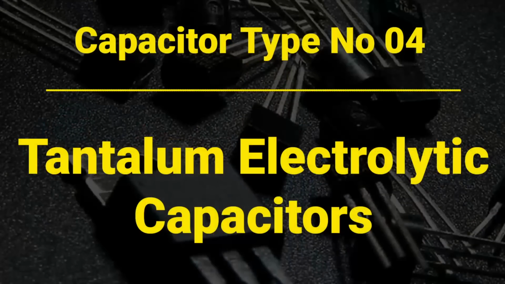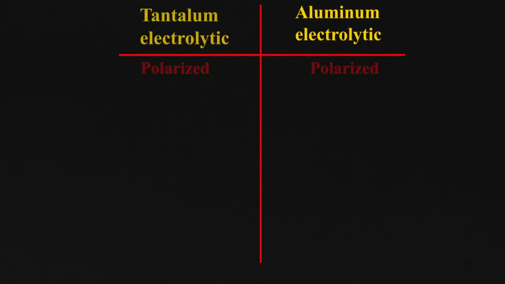When someone mentions an electrolytic capacitor, they are specifically referring to an aluminum electrolytic capacitor, while there is another type of electrolytic capacitors. Capacitor type number 4, tantalum electrolytic capacitors. Tantalum electrolytic capacitors are almost the same as aluminum electrolytic capacitors, just the plates are made of tantalum instead of aluminum. There is no major difference between aluminum electrolytic capacitors and tantalum electrolytic capacitors because both of them are polarized.